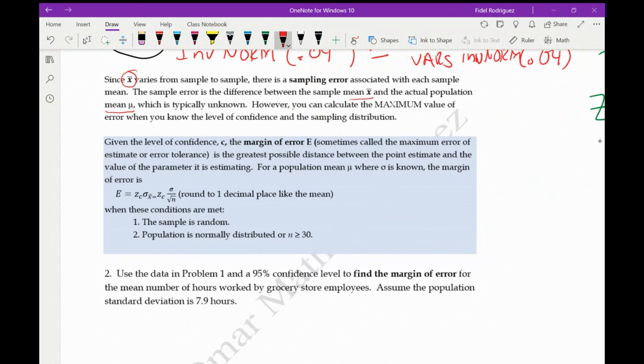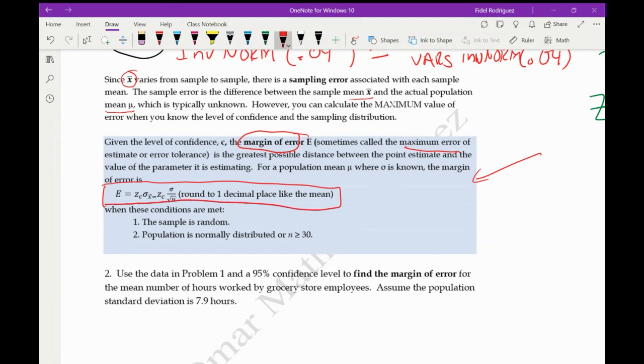Okay, so I got a little formula in this box here, and it says we have something called the margin of error. Sometimes we call that the maximum error of estimate, or the error tolerance. It is the greatest possible distance between the point estimate and the value of the parameter being estimated. For a population mean mu, where sigma is known, the margin of error is given by, so here's my formula right here.